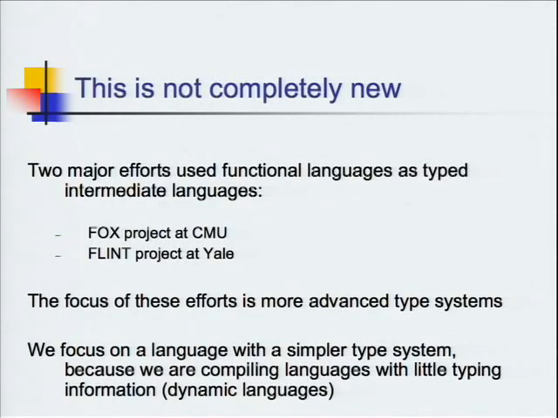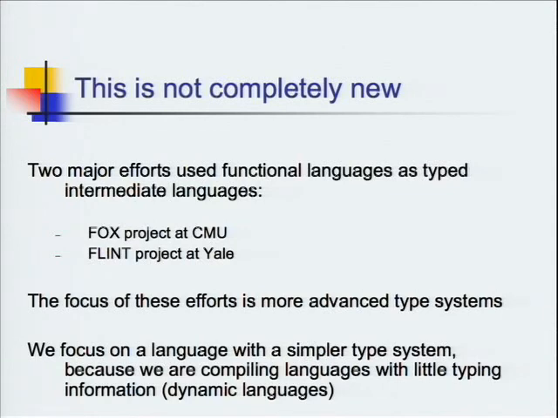This is not completely new. The idea of using a typed functional language as an intermediate has been proposed before. In particular, there are two ongoing projects: the Fox project at Carnegie Mellon, and the Flint project at Yale University.